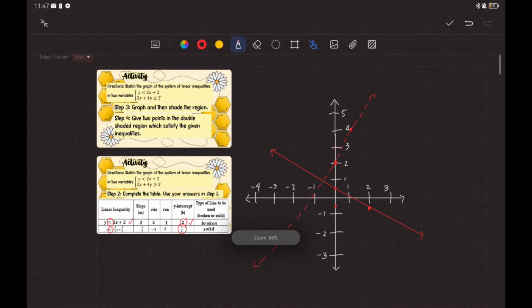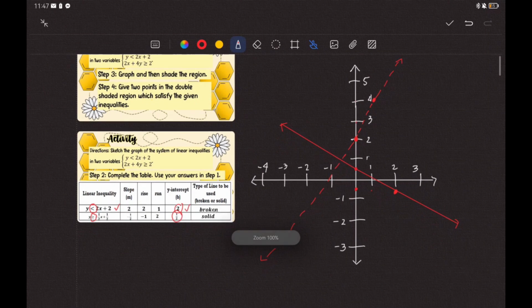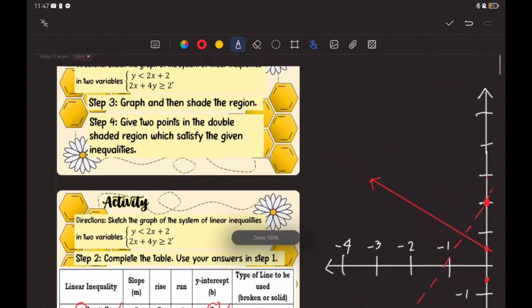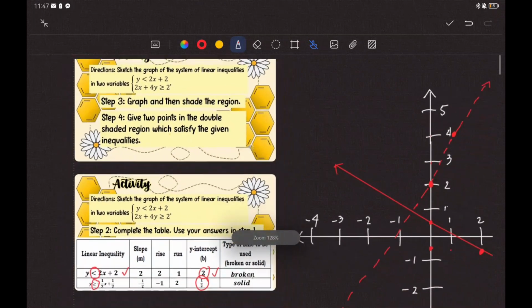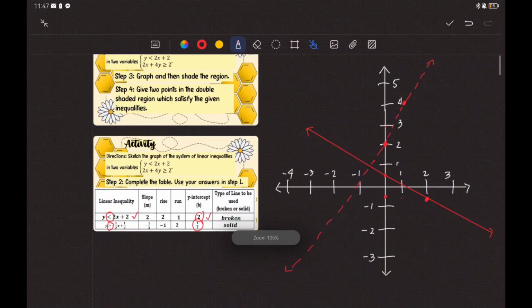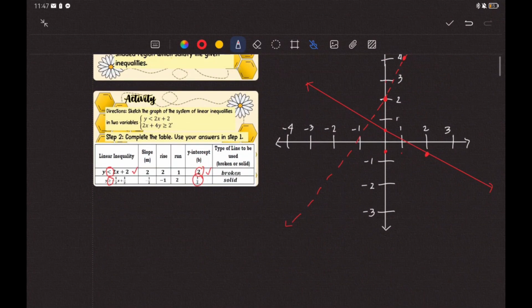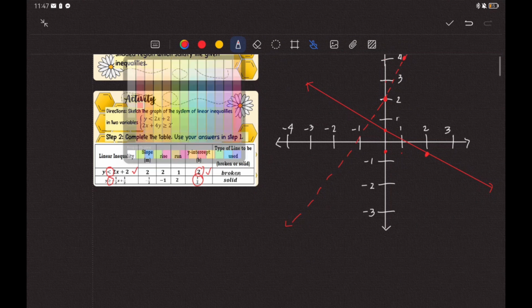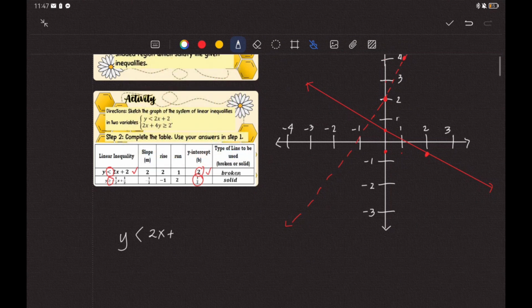So we have now the graph. Step number 4, give 2 points in the double shaded region which satisfy the inequalities. Okay, so we are going to check for the first linear inequality. We have y is less than 2x plus 2.